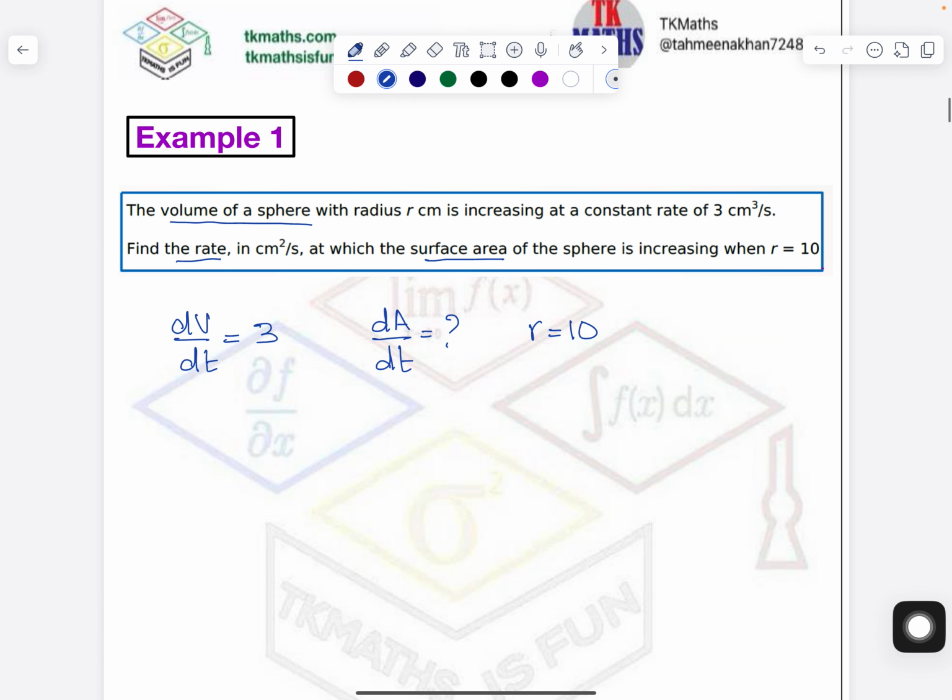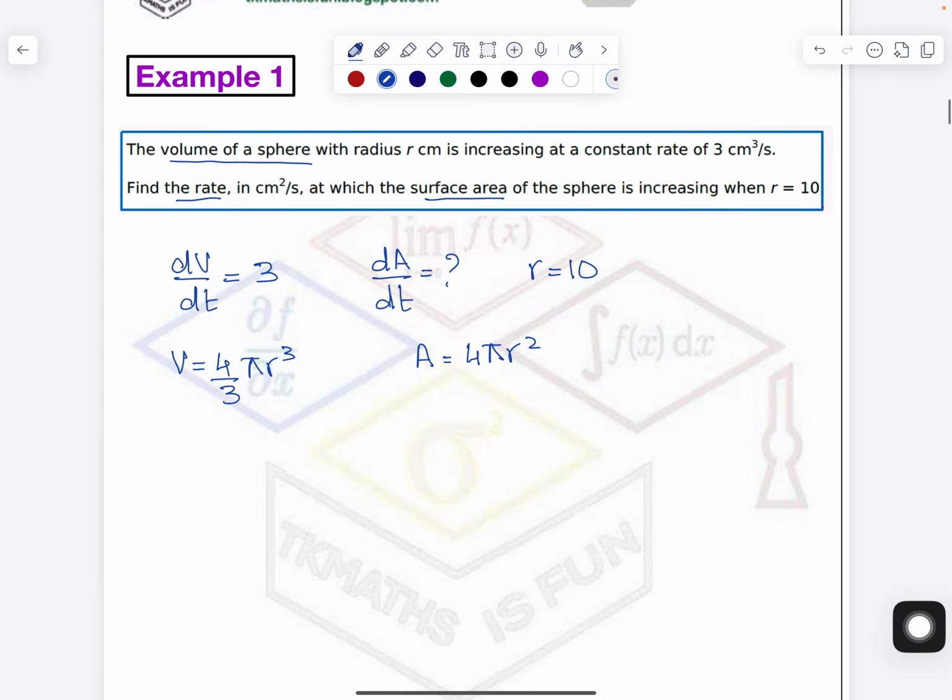So I will write down the formula for the volume of a sphere. So it is 4 over 3 pi r cube. You should know these formulas also. Now it is talking about area also, so let me write down the surface area for this sphere, which is equal to 4 pi r square. Now let's see what is given and what we have to find out.